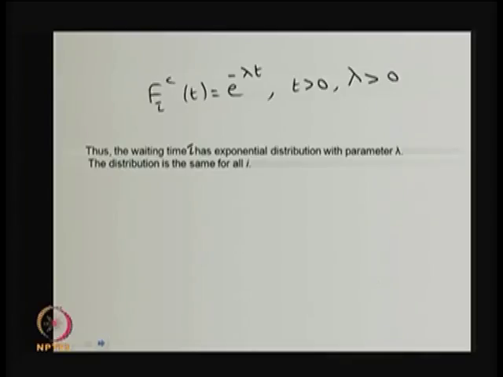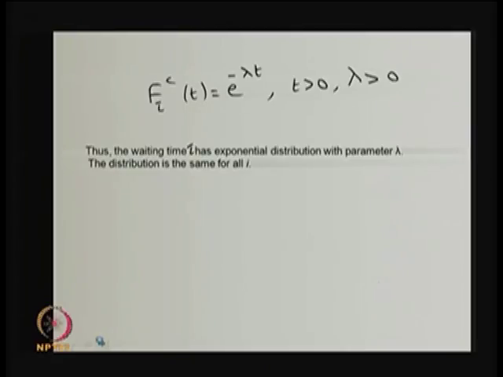If you substitute a function of the form e power minus lambda t, for any parameter lambda, the previous equation is going to be satisfied, as long as lambda is greater than 0 and t is greater than 0. Since the complement CDF is e power minus lambda t, the CDF of the unknown random variable tau is 1 minus e power minus lambda t for t greater than 0, for some lambda.